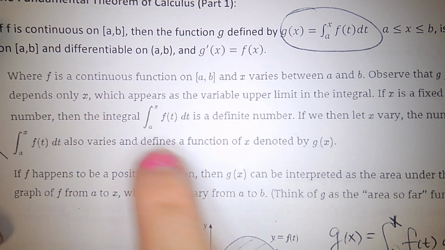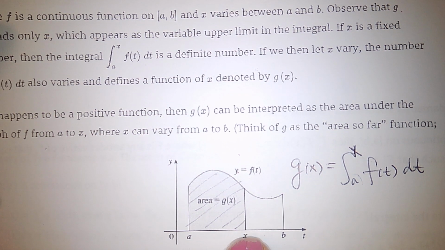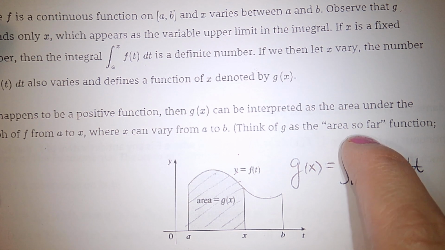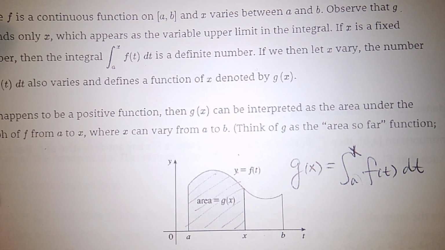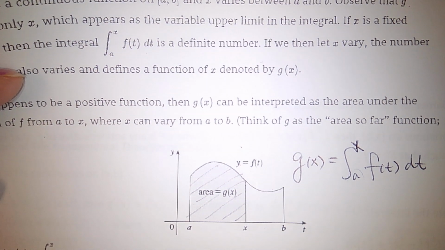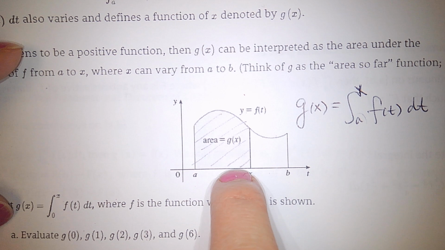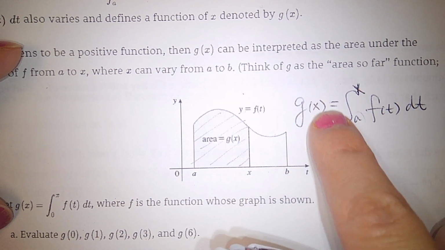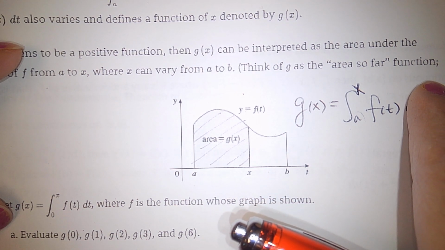So if x is a fixed number, say x equals a constant c, where c is between a and b, this integral becomes what? A definite integral, right? So x is a given number. Can we compute the area of this region? Yes, we can. So this result is not a function of x anymore. It's a fixed number.